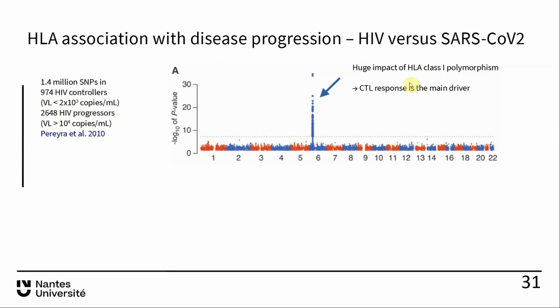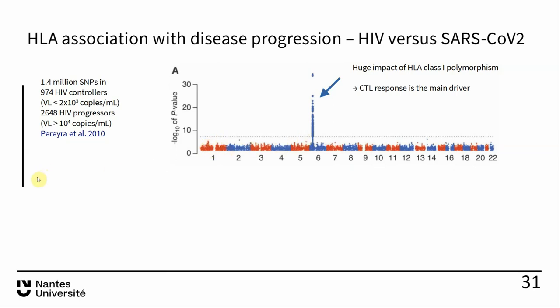Now, that's telling you that the CTL response is the main driver of controlling the virus replication after the primary infection. Now, when this paper came out, I remember thinking, the authors must have been so disappointed when they got this result, because the HLA class 1 associations with disease progression had already been known for 10 years or more in 2010. And I guess they were looking for some kind of new genetic locus, which would have been a new discovery, but they didn't find anything.